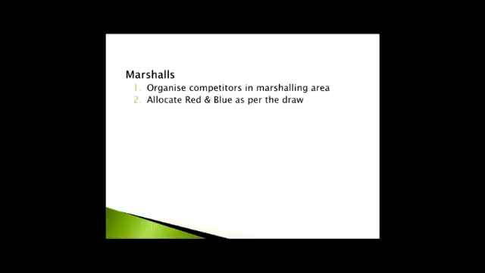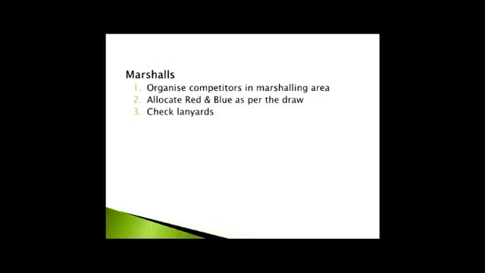Okay, Kumite, we have marshals. They organise the competitors in the marshalling area. One of the roles of the marshal will be to be in the competitor area, tick off the athletes and allocate red and blue. It's always red first, blue second. So we'll go, okay, Johnny, you're red, Sally, you're blue. Check lanyards.